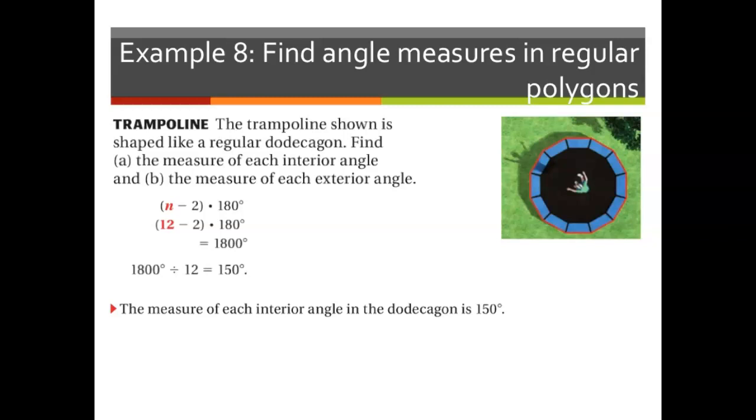Now for the exterior angles, we know that they all sum up to 360 degrees. But we want to find the measure of each exterior angle, and since there are 12 exterior angles in a dodecagon, we take 360, divide that by 12, and that's equal to 30 degrees. So the measure of each exterior angle is 30 degrees.